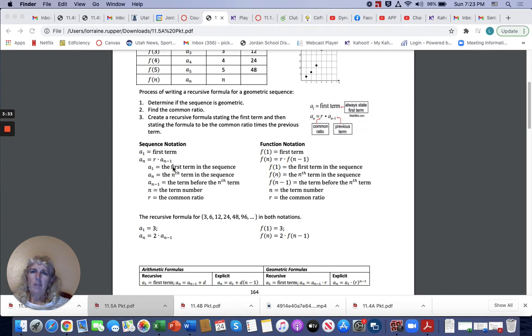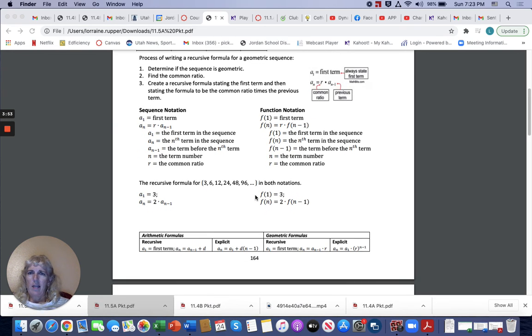So a1 equals the first term in the sequence, f of 1 equals the first term in the sequence. a sub n and f of n are the same, the nth term in the sequence. a sub n minus 1 equals the term before the nth term, and f of n minus 1 equals the term before the nth term as well. n is the same thing in both of them, the term number. r is the same thing in both of them, and that is the common ratio.